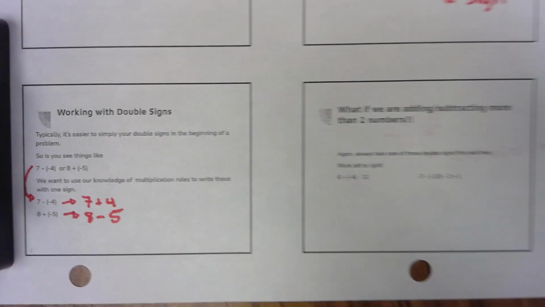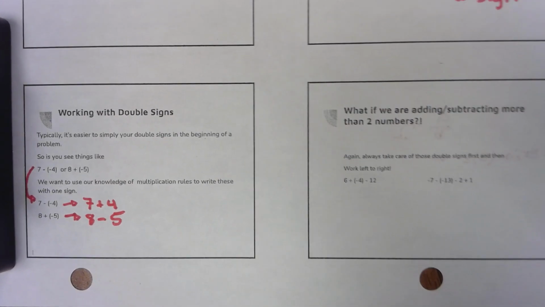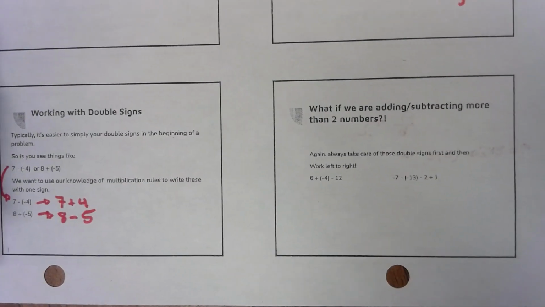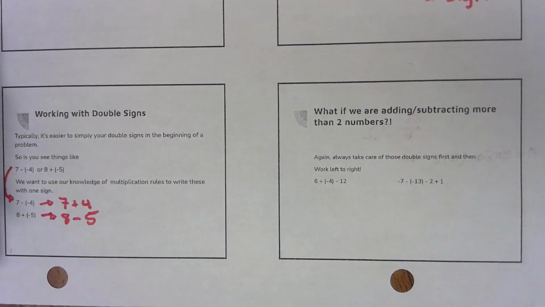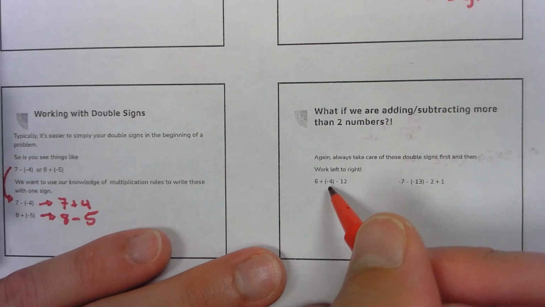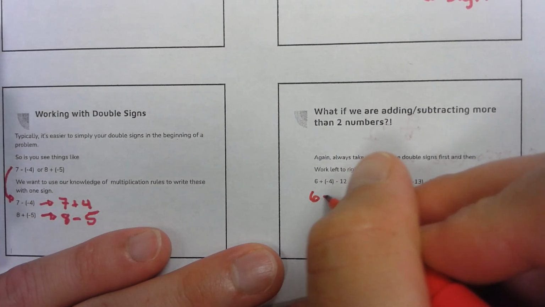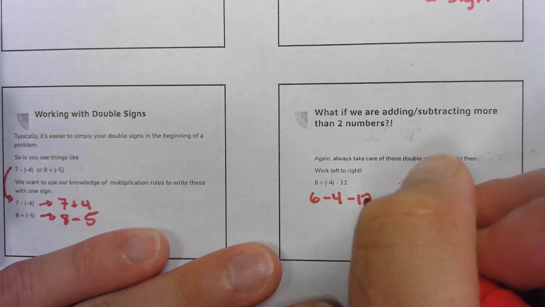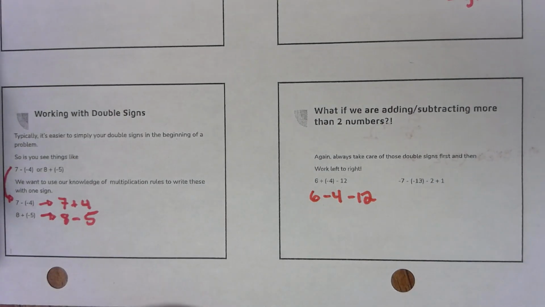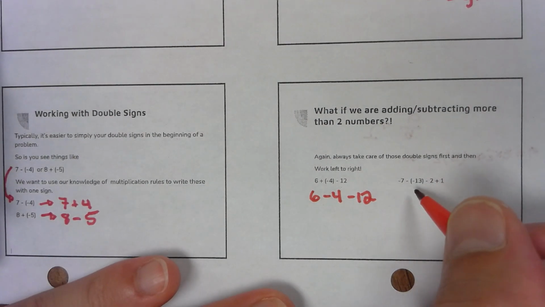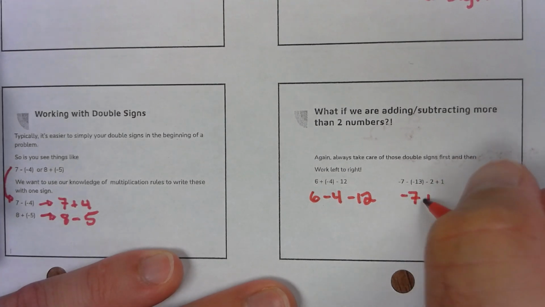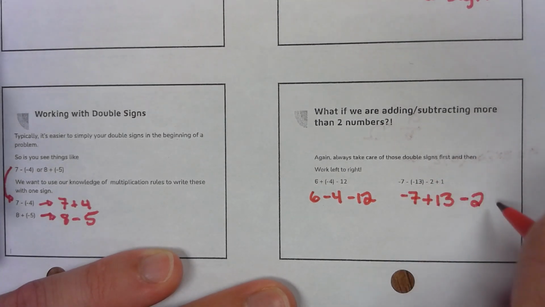And then the last thing, what if we are adding and subtracting more than 2 numbers? Again, always take care of those double signs first, and then work left to right. Yes, we have order of operations, and in order of operations, so PEMDAS, addition comes first, but we can just simply work left to right. The order actually does not matter. So if I have 6 plus -4, that really means 6 minus 4, and then minus 12. And over here, -7 minus -13 really means -7 plus 13. Minus 2, then plus 1.